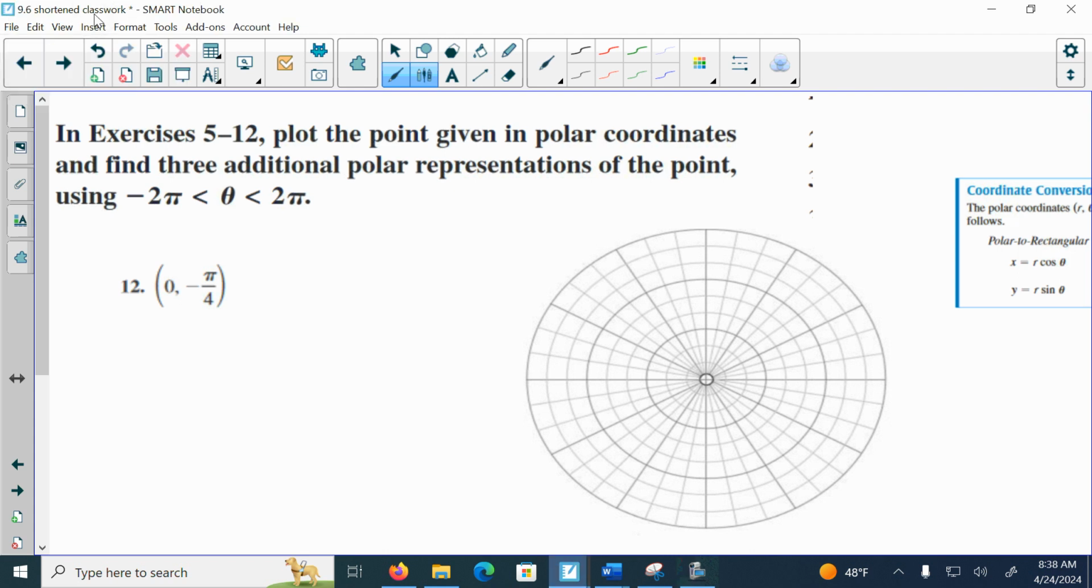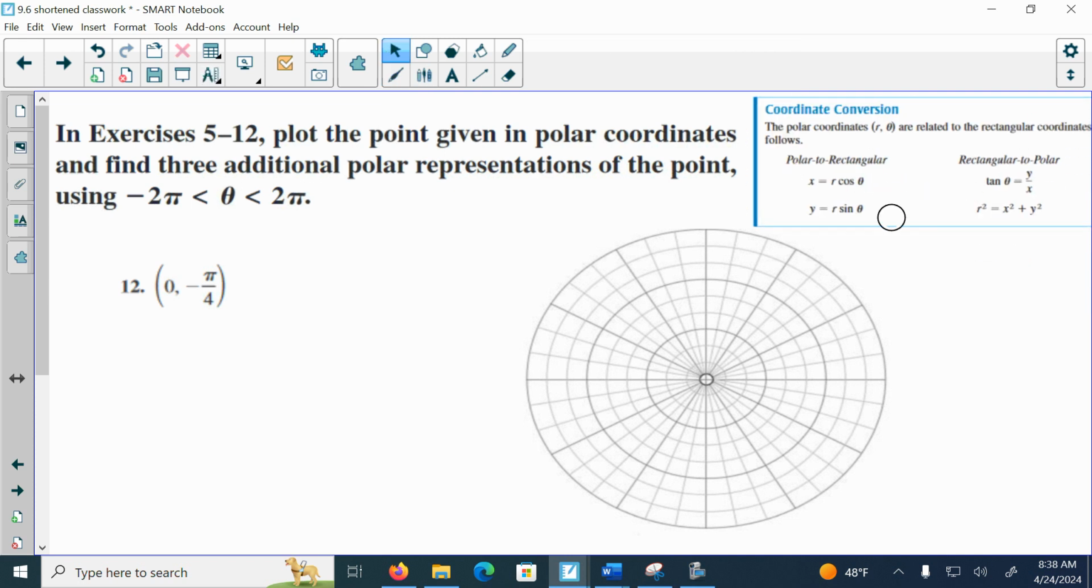So now what I'm doing is I'm changing. Why did I do that? So now I'm going to change the polar to rectangular. No, I'm not doing that. I'm sorry. I'm plotting that point.